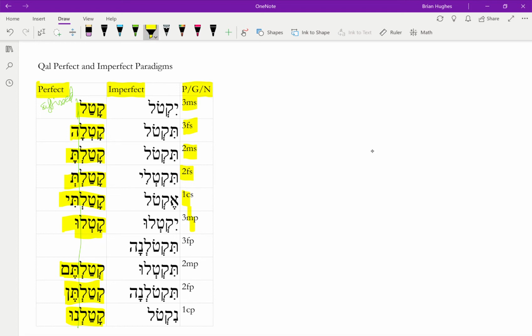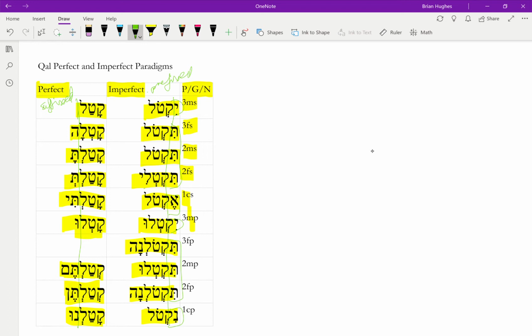For our imperfect, which is our non-completed action conjugation, we get yiktol, tiktol, tiktol, tiktali, ektol, yiktalu, tiktolna, tiktalu, tiktolna, niktol. So again, all of these have a prefix, so that's why this has been called the prefixed conjugation. Okay, yods are dealing with third masculines, and then we have tavs, our third feminines and second persons, and then our first commons just do their own thing with that aleph and the nun.